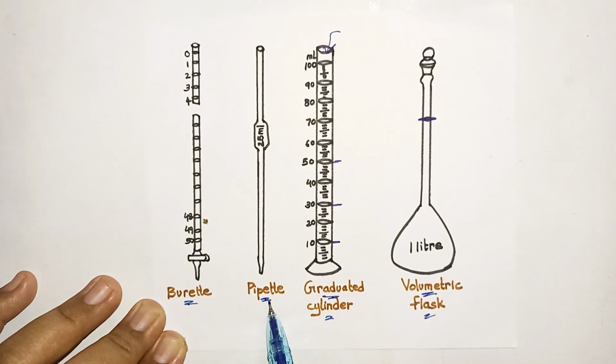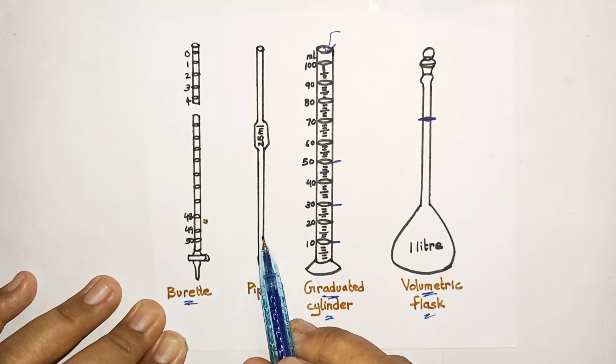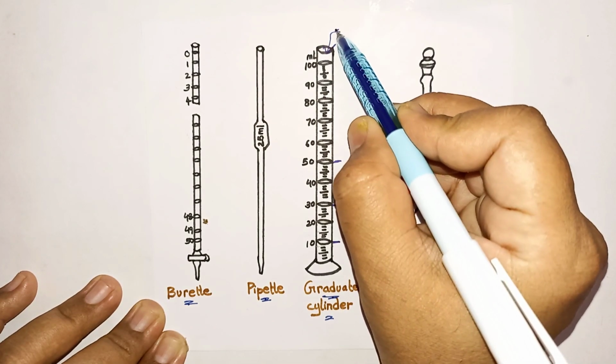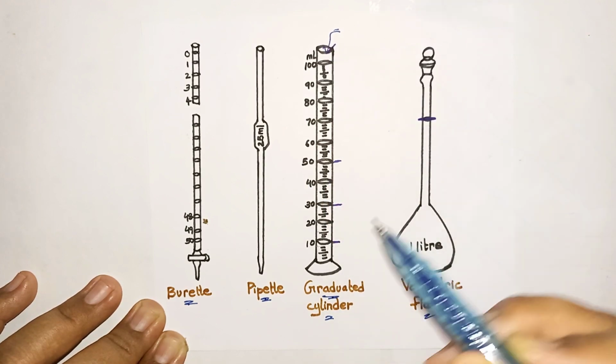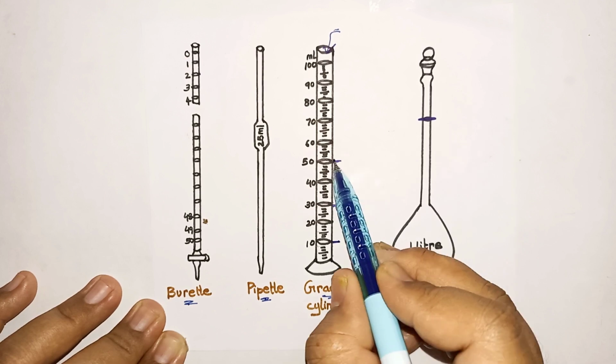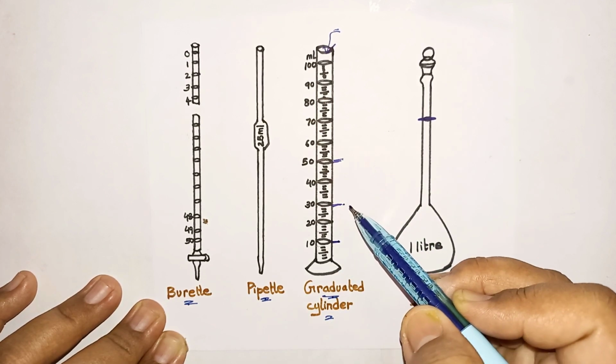Next, pipettes. Pipettes will be of different measurements. There will be 10 ml pipettes, 25 ml pipettes, and so on. Here in the picture we have a 25 ml pipette. Next comes the graduated cylinder. With this graduated cylinder, it is very easy to measure the volume of the liquid. Directly you can pour the liquid from the top. If it comes till here, it is 10 ml, 30 ml, 50 ml and so on.